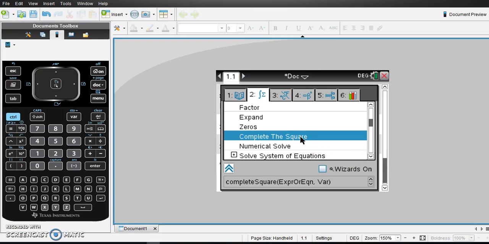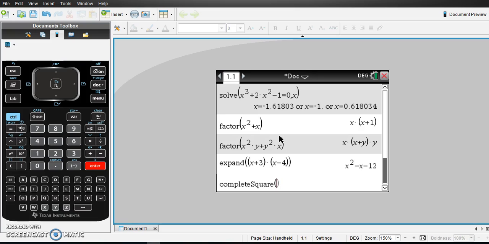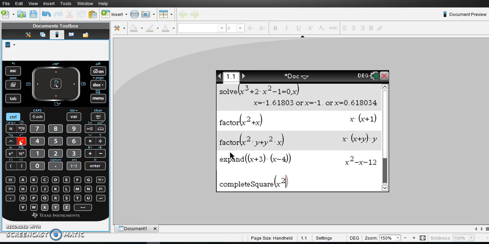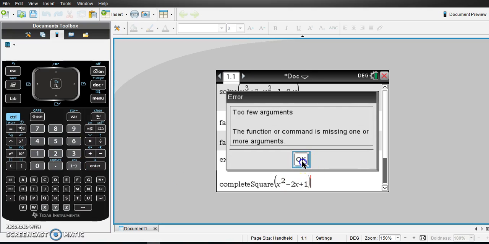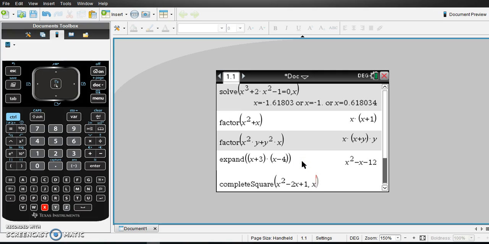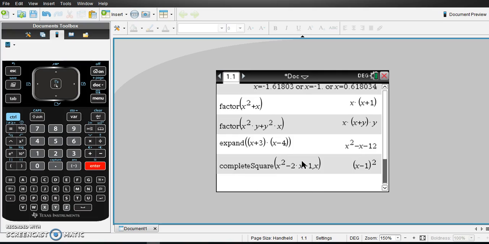Another really interesting thing that you would be interested in would be completing the square. You should remember last year when we were looking at functions, you needed to complete the square to find the coordinates of the vertex of a quadratic function, and your calculator can complete the square for you. So if I had a quadratic expression, for example, x squared minus 2x plus 1, oh, I forgot to put in my variable, comma x, as it wasn't optional here, then it completes the square like this.